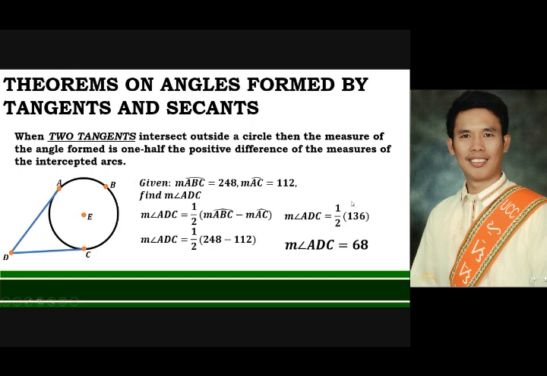So, the concept for two tangents and two secants are the same. The only thing you need is to get the half of positive difference ng inyong dalawang intercepted arcs.